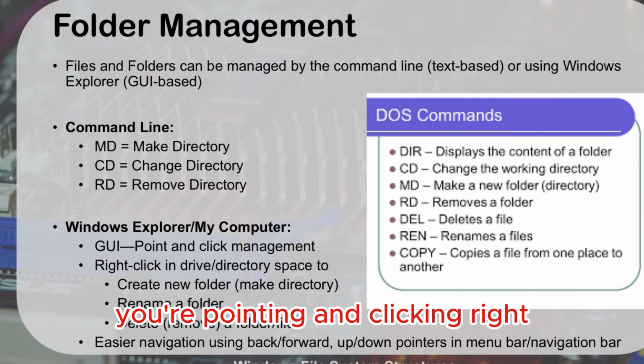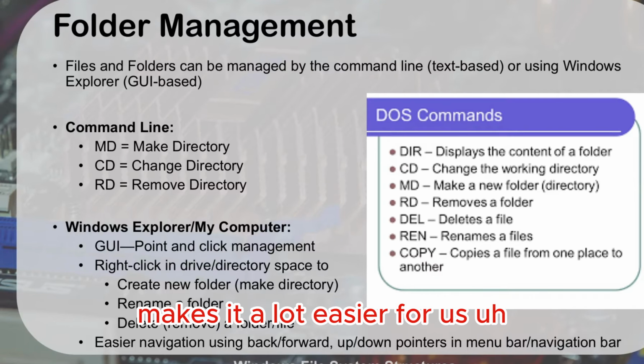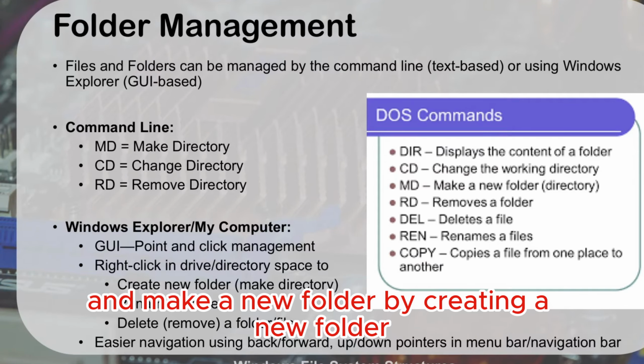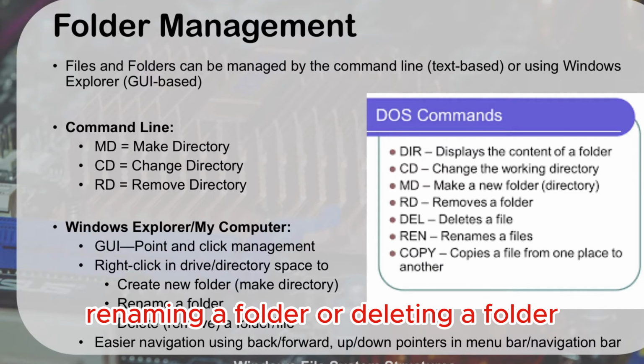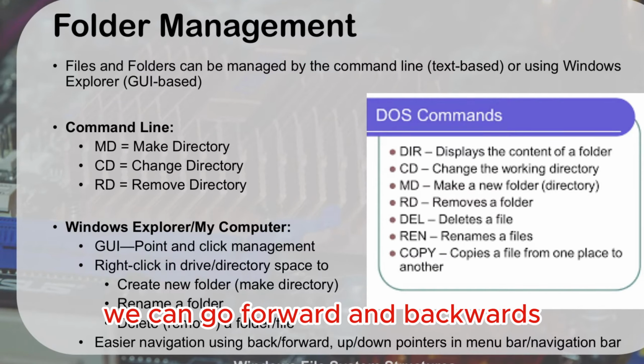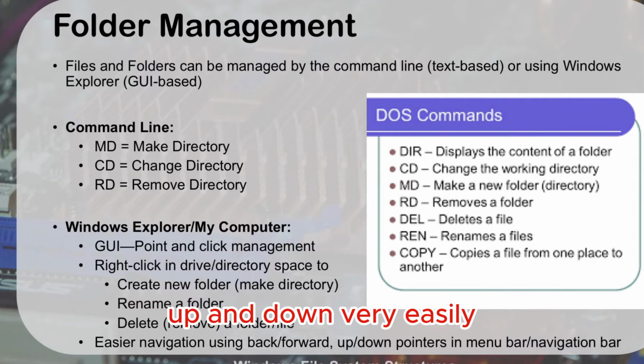Down in Windows Explorer, you're using the GUI. You're pointing and clicking, right? It makes it a lot easier for us. We can right-click on the drive or the directory and make a new folder, rename a folder, or delete a folder, just by using our mouse and keyboard. The nice thing about the Explorer is we can go forward and backwards, up and down very easily.